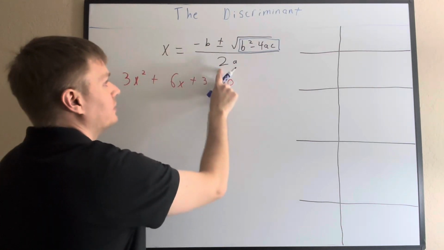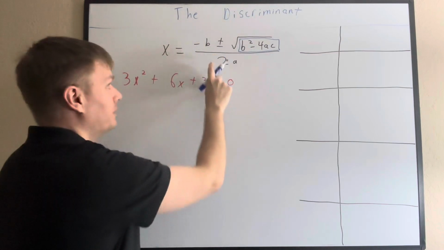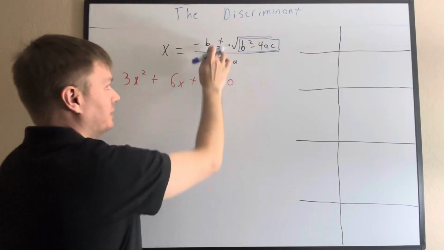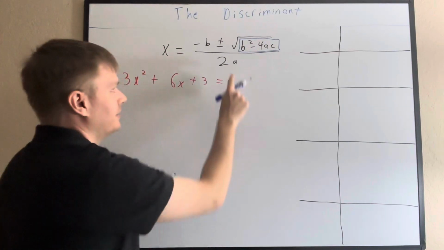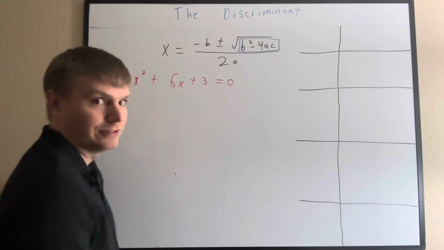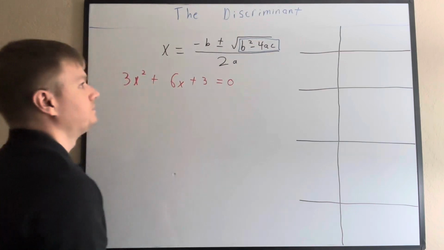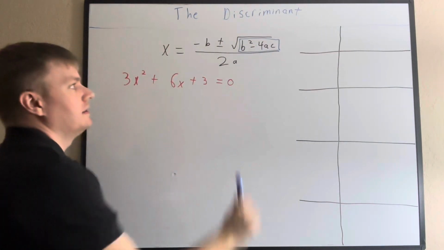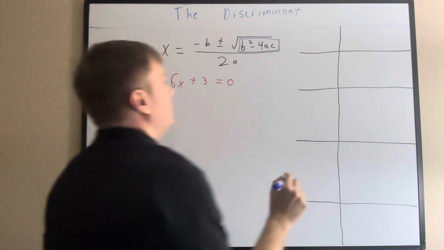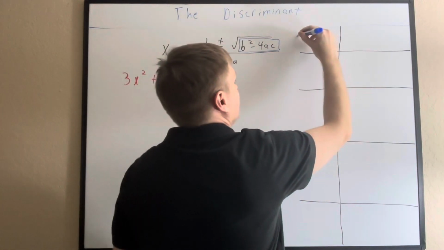But negative b over 2a, that's always going to be a rational number because rational numbers are any number that can be represented as a fraction, right? So we got a denominator and a numerator. Everything's fine there. But depending on what b squared minus 4ac is, you get all sorts of different things. So let's make a table here.